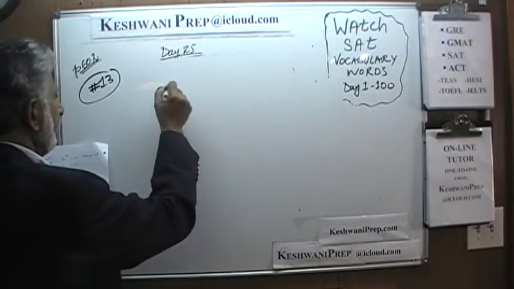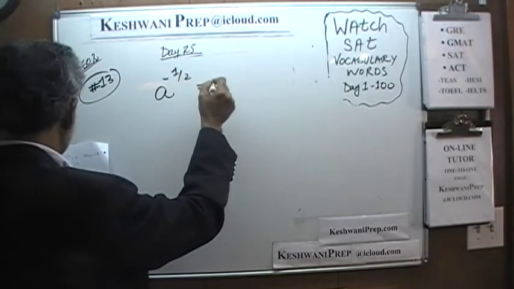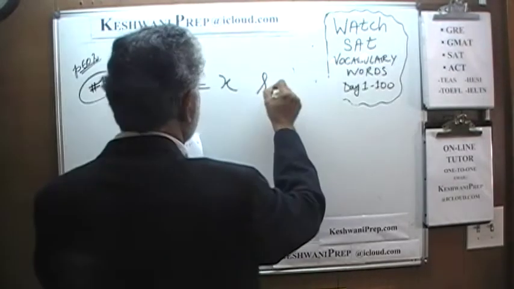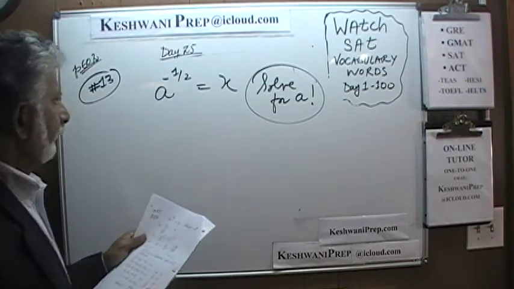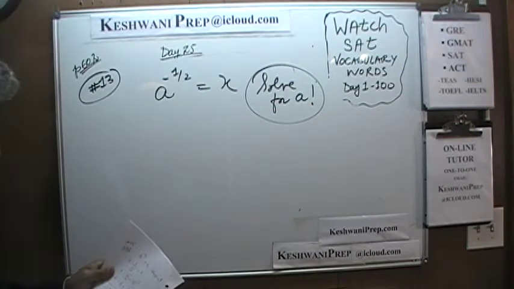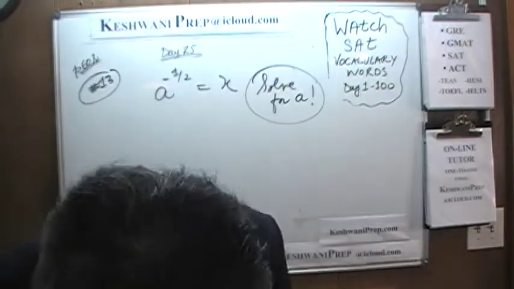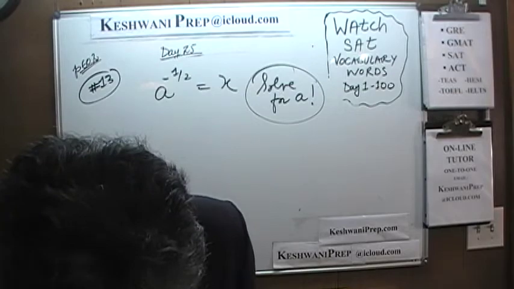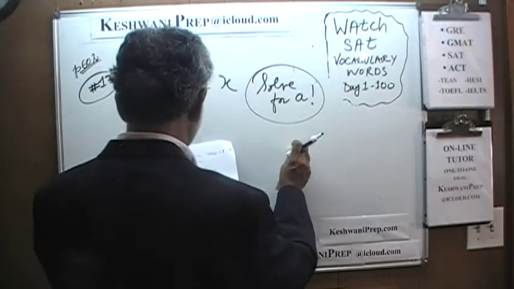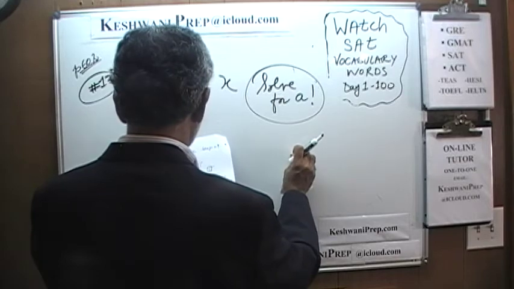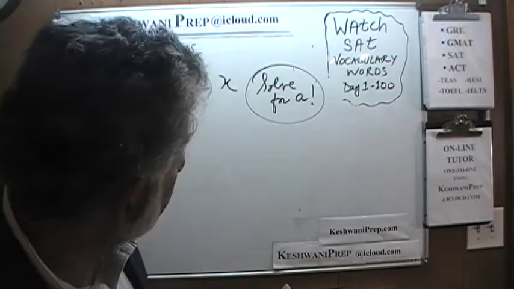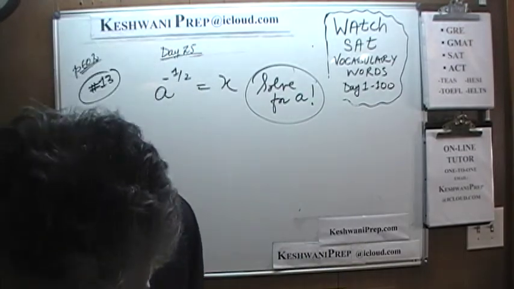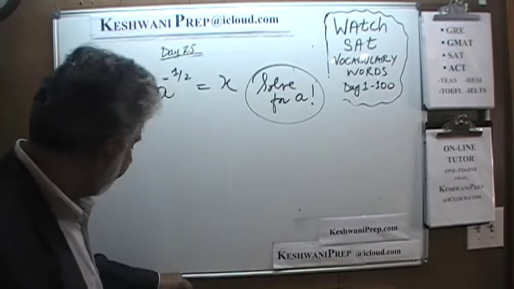Number 13 says that a raised to negative 1/2 is equal to x. They just want us to solve for a. A or x? Interesting. What's the value of x, not a? What is a in terms of a? Oh, they want us to solve for a. Alright, let's see what we can do.